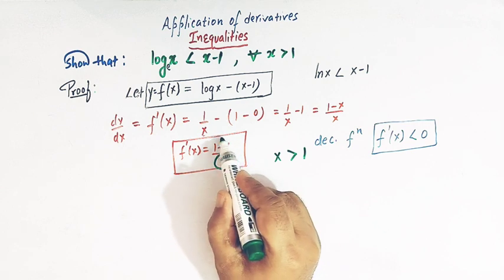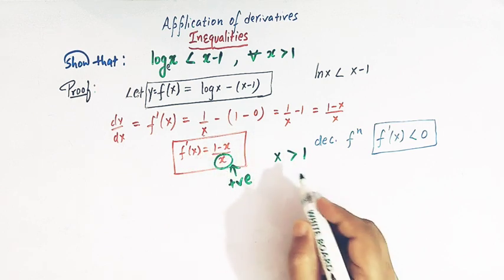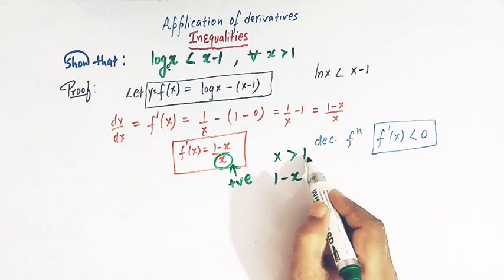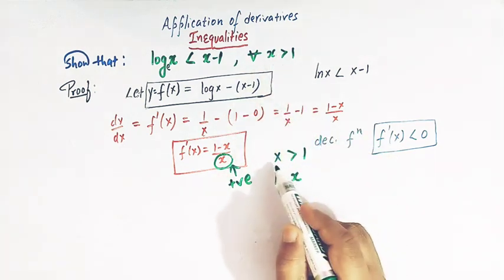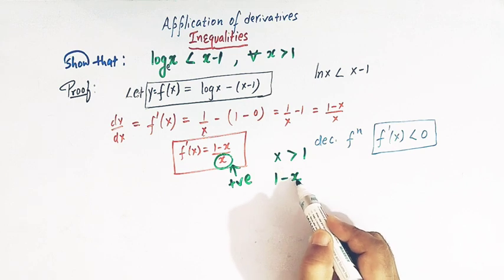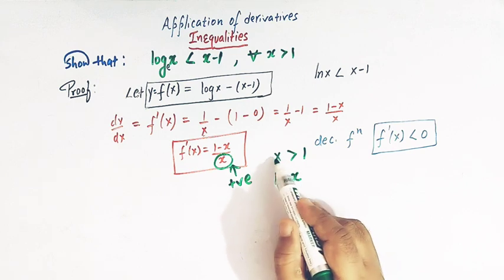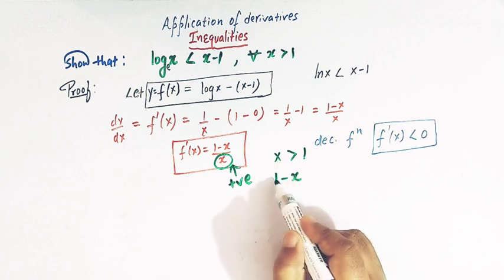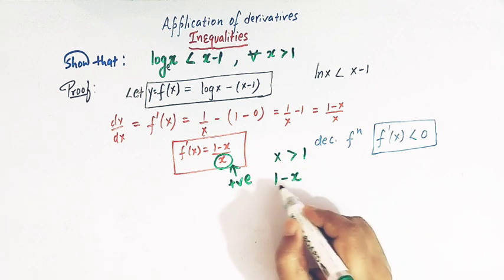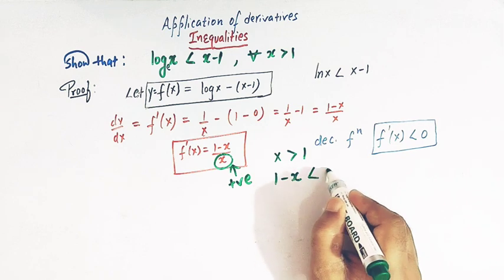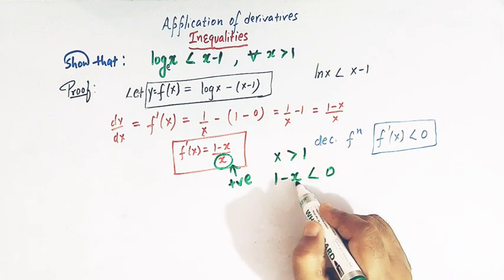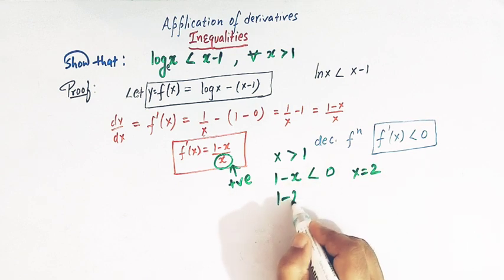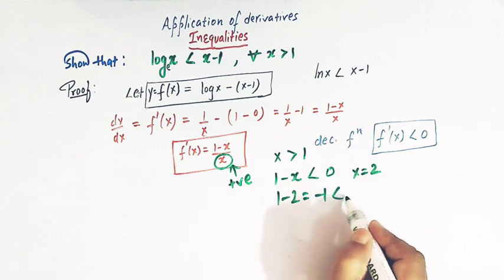Now let us look at the numerator. Now see, here we have 1 minus x. Now see, x is greater than 1. We are given x greater than 1. So whenever we have numbers which are greater than 1, and when we find 1 minus x, then 1 minus x is always less than 0, right? For example, if we take, say, x is equal to 2, then 1 minus 2 is minus 1, which is less than 0.